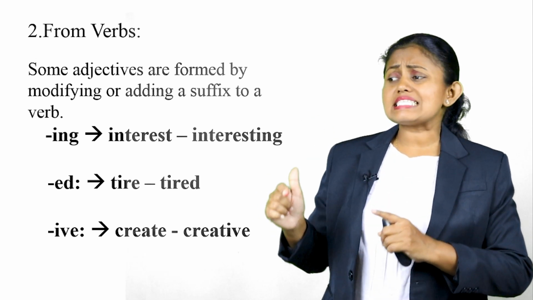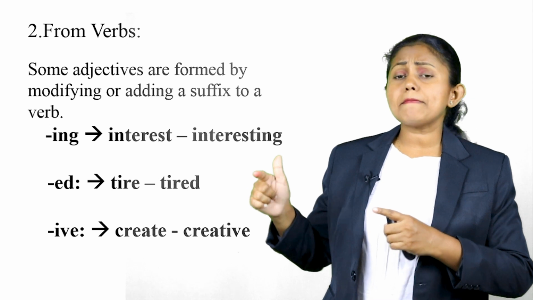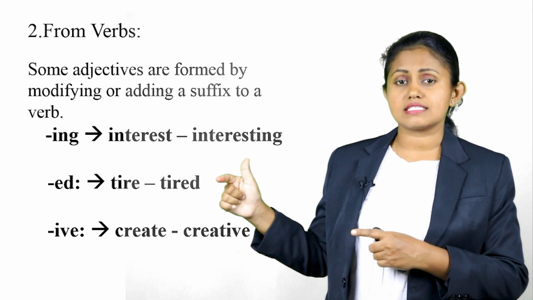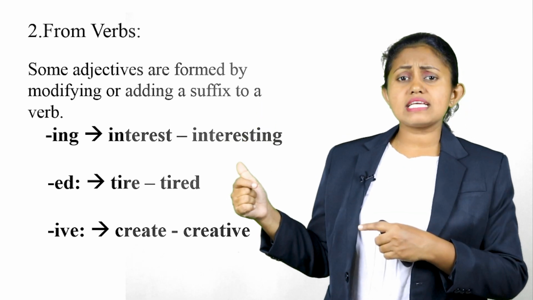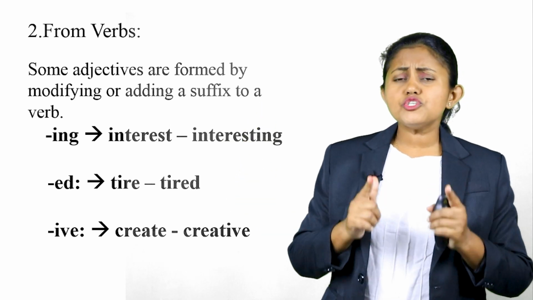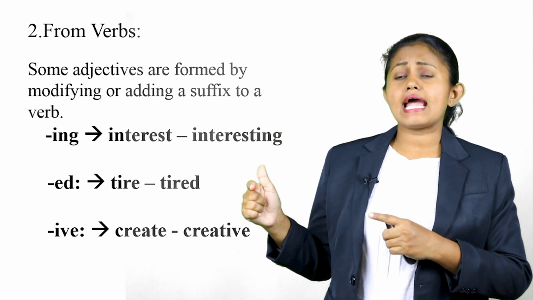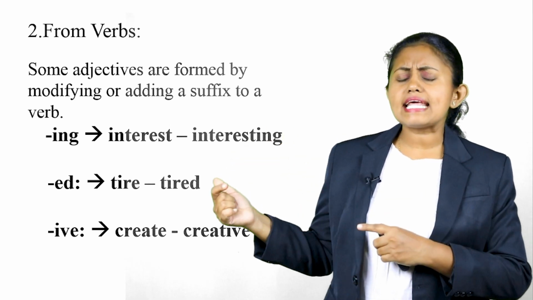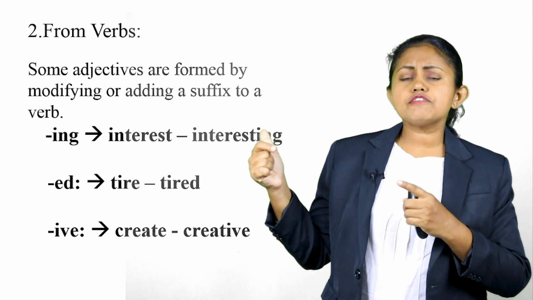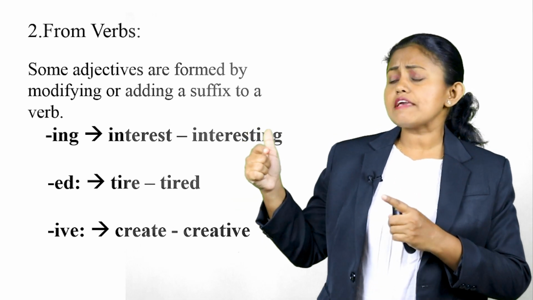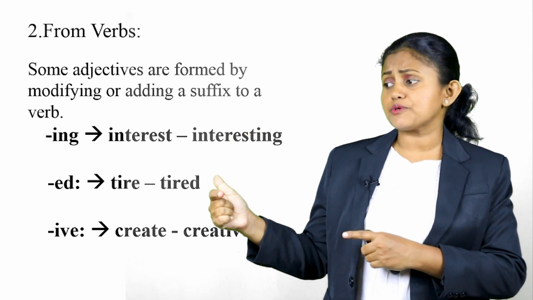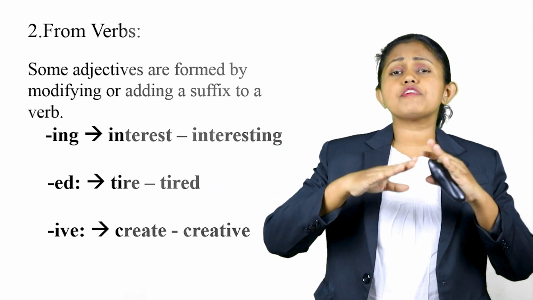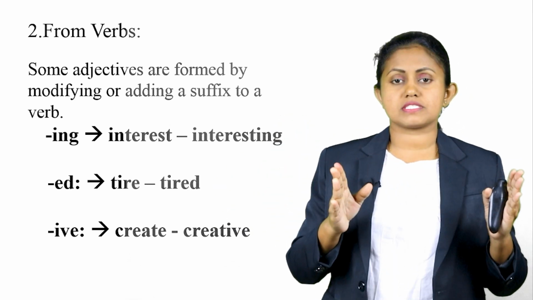Next example is ed. For the verb tire, you can add ed and make the adjective tired. Next one is ive. You can add ive at the end of the verb and make an adjective. For example, for the verb create, you can add ive and make the adjective creative. Like this, you can make some adjectives using some verbs.